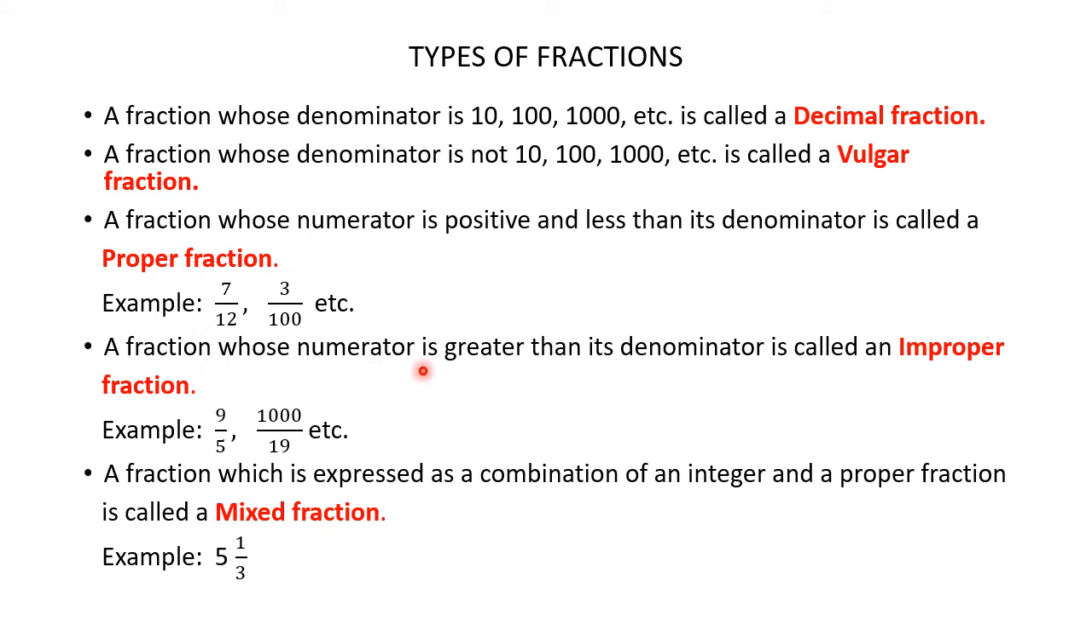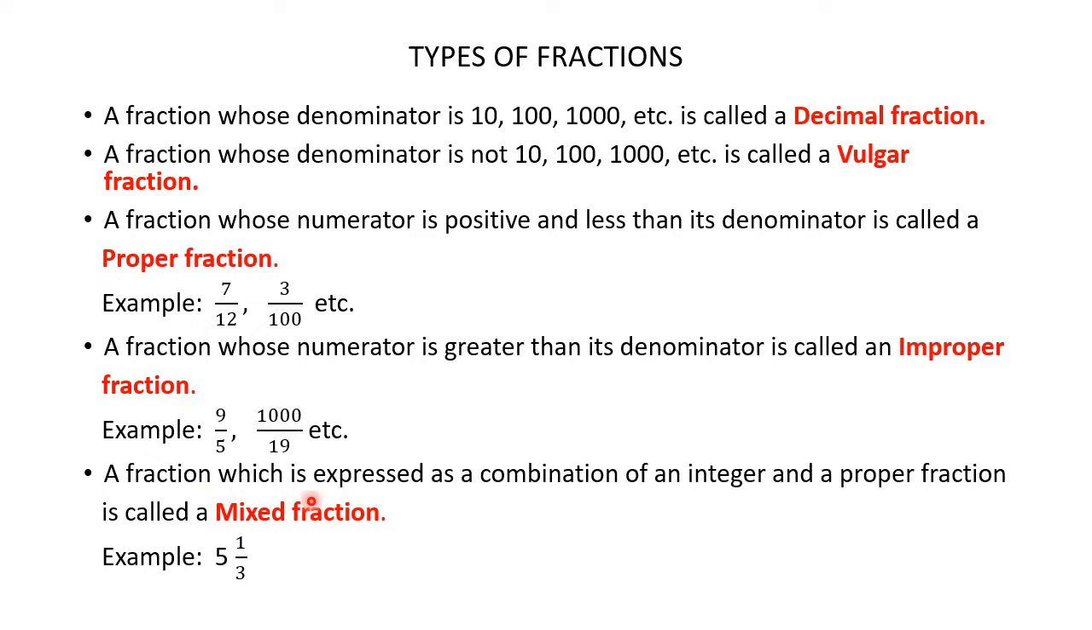A fraction whose numerator is greater than its denominator is called an improper fraction. For example, 9 by 5. Here the numerator is greater than the denominator. 9 is greater than 5. So 9 by 5 is an improper fraction. Similarly, 1000 by 19 is an improper fraction because the numerator is greater than its denominator. That is 1000 is greater than 19. So 1000 by 19 is an improper fraction.